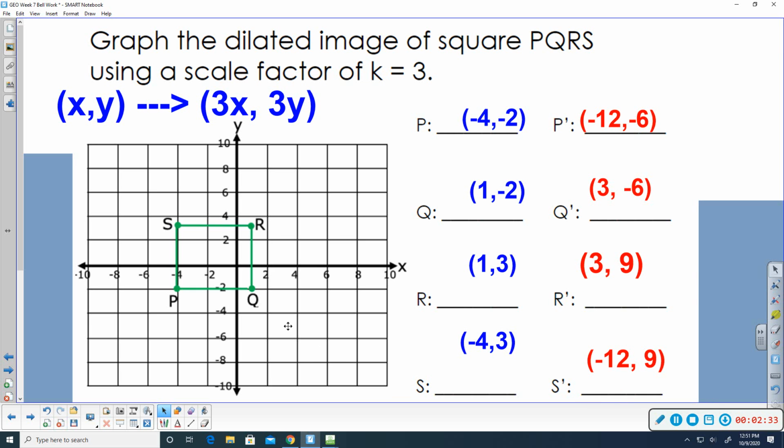And our graph here isn't big enough to fit these new prime points on it, so we're not going to graph, we're just going to find the points.